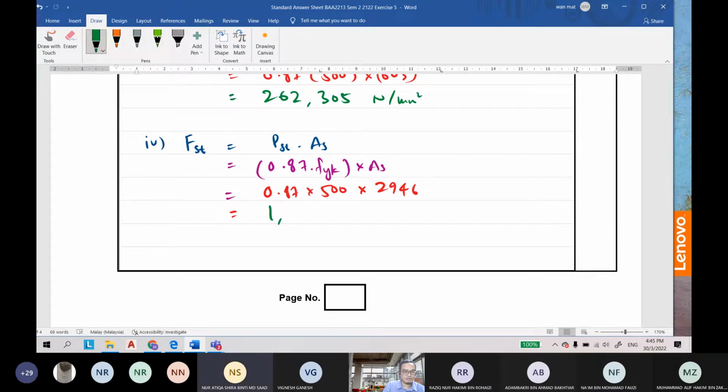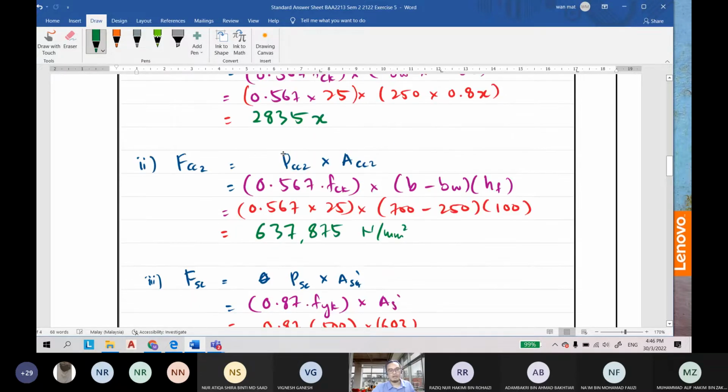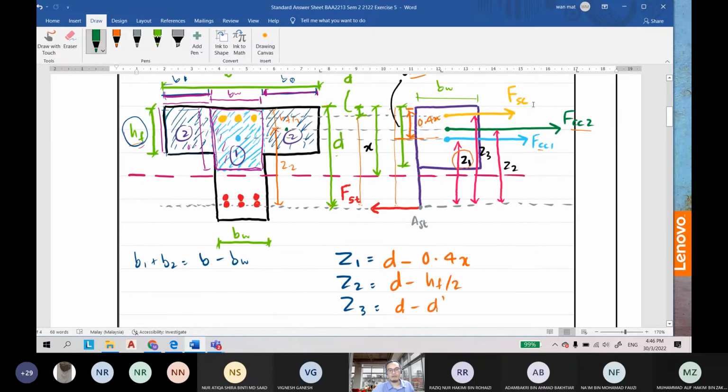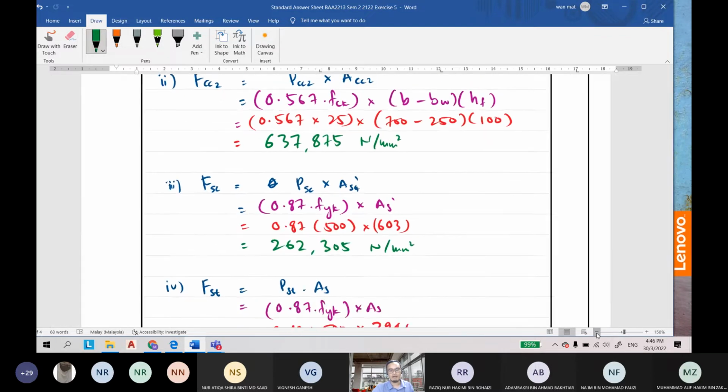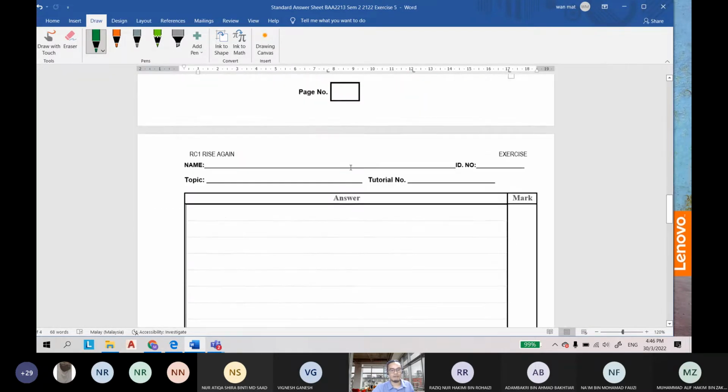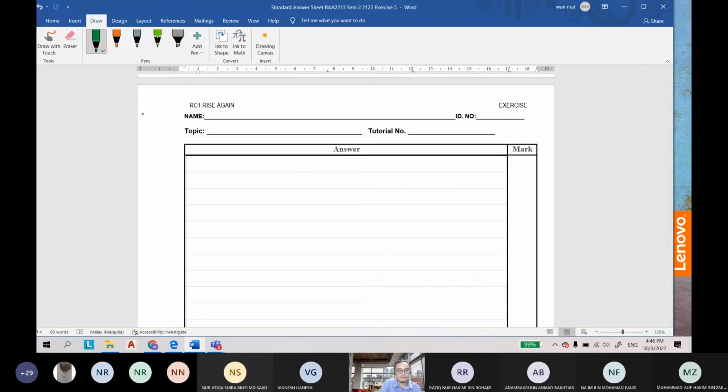1281510. Okay, so we have derived all these four values of the relevant forces, and then in order for equilibrium, I hope you can imagine equilibrium.